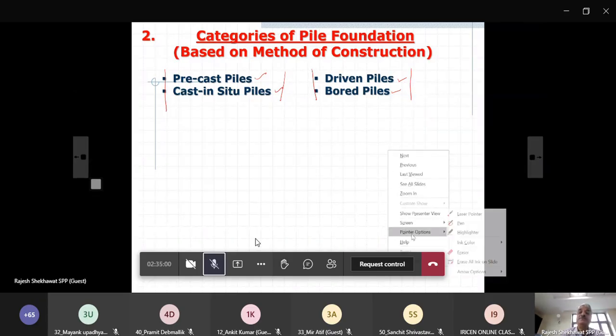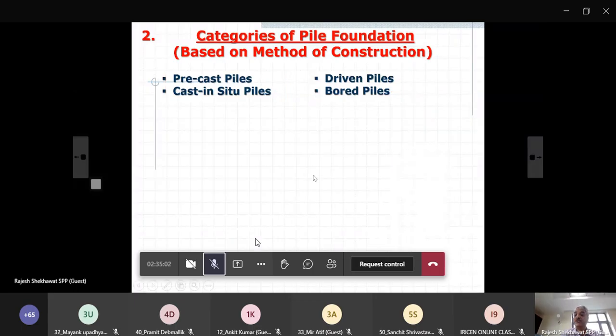So theoretically, how many combinations are possible? If we mix and match these two, how many? Four, right? So there can be precast driven, precast bored, cast in situ driven, and cast in situ bored. Theoretically, four combinations are possible. Now, actually, is it done?